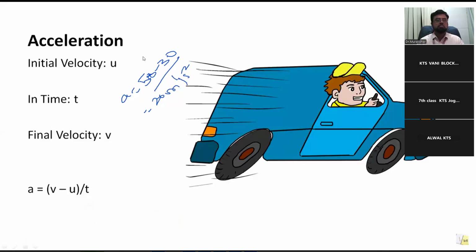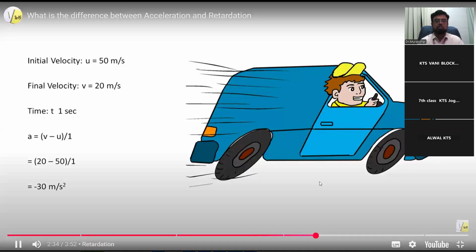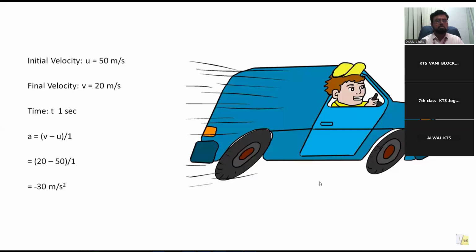So what is the retardation? Now, if negative comes, it is retardation; if positive comes, it is acceleration. Initial velocity is 50 meter per second, and suppose the driver applies the brake. Now, when he applies the brake, the final velocity will be 20 meter per second. So velocity will be reduced, of course, and this happened in 1 second. Started at 50, so it slows down.